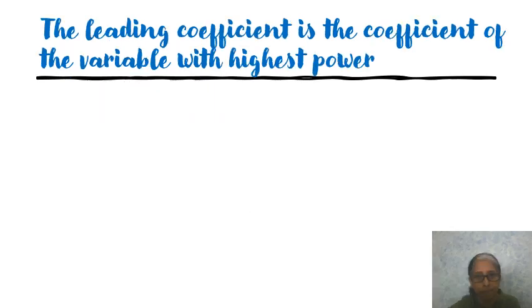And now we'll see how to find the leading coefficient. What is the leading coefficient? It is the coefficient of the variable with the highest power. Okay. So we'll take an example. Here it is 4x to the power 6 plus 2x cubed plus x minus 6.